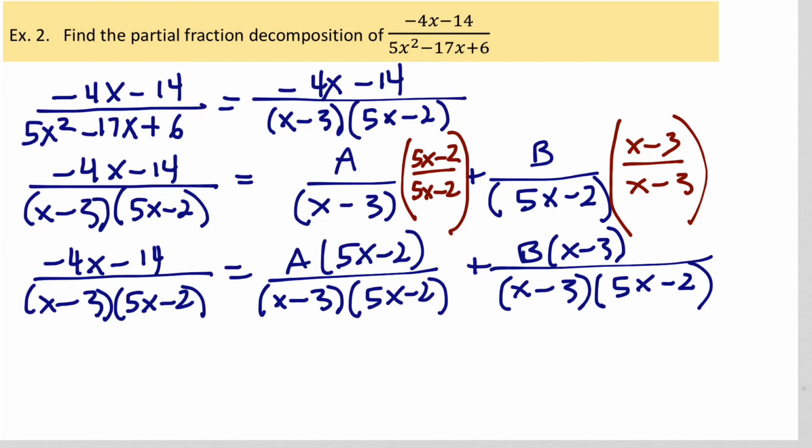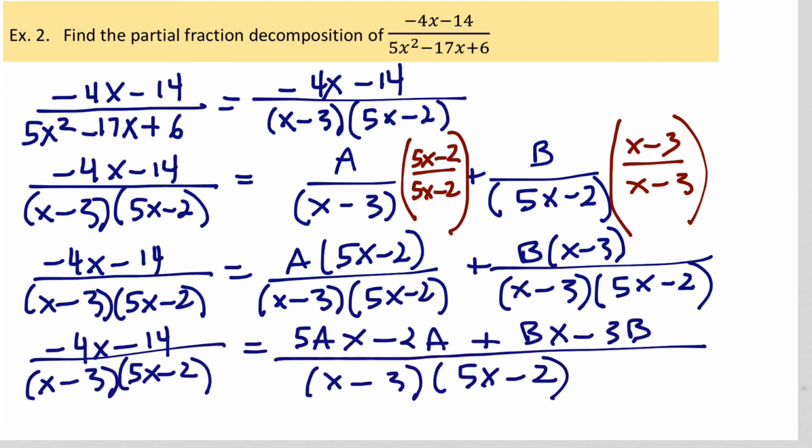I'm going to simplify it one more time by carrying out this distributing here. So here we go. I've gone ahead and simplified this all out. So 5a is the coefficient of the x term here. I've written it like this, then minus 2a plus bx and minus 3b right here. All right, all over the one denominator. Okay, so now I'm going to make an equation using only the numerators.